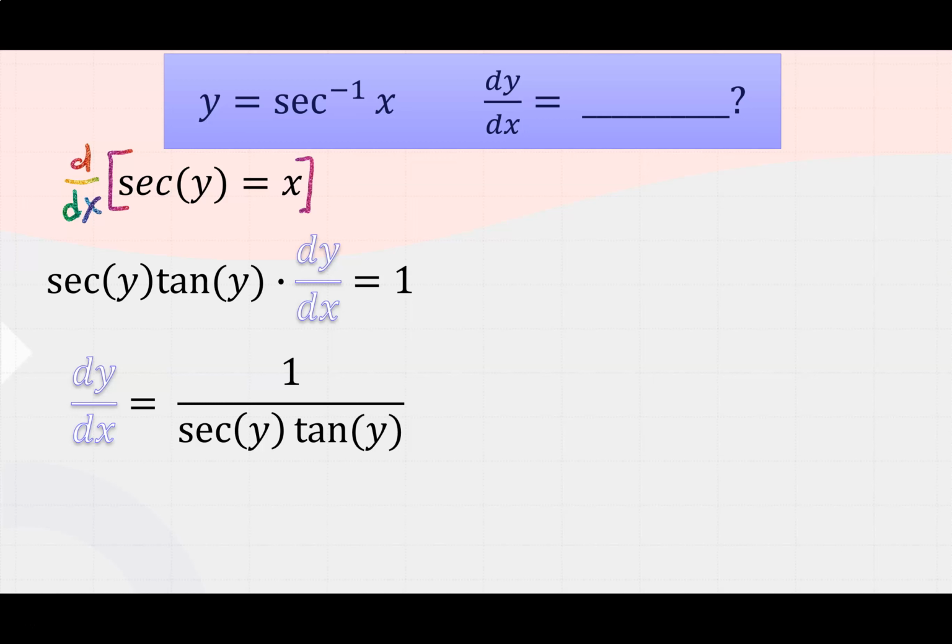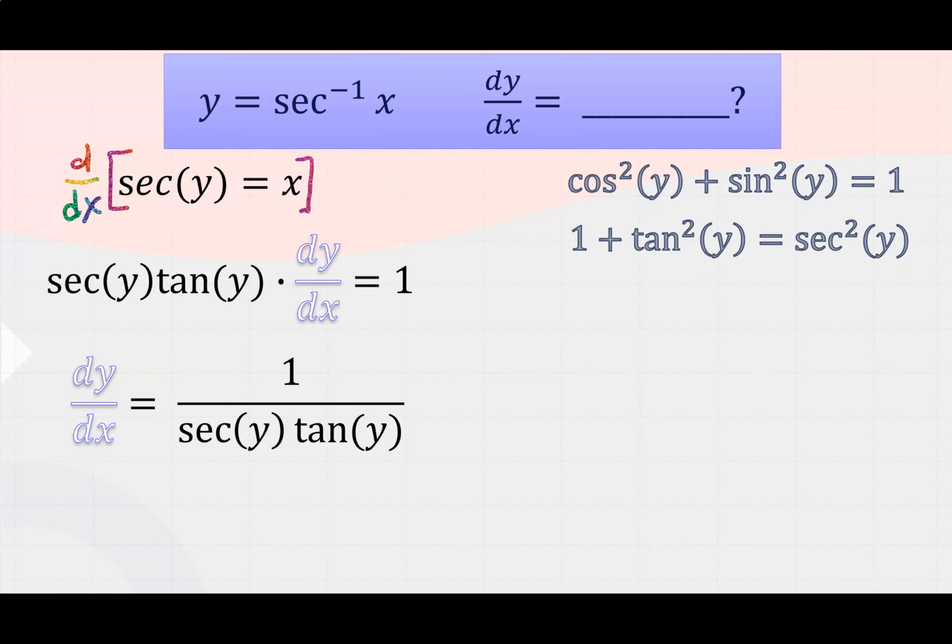We want to know what is tangent of y in terms of x. Okay, so we know cosine squared plus sine squared is equal to 1, right? I always pull that one out because I know I can get the one that has to do with tangent and secant. Divide both sides by cosine squared. I will get 1 plus tangent squared of y is equal to secant squared of y. So tangent of y will equal, when you square root, you have a plus or minus, square root of secant squared minus 1.